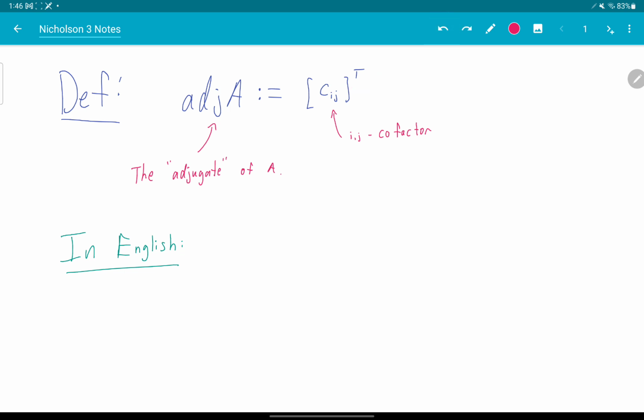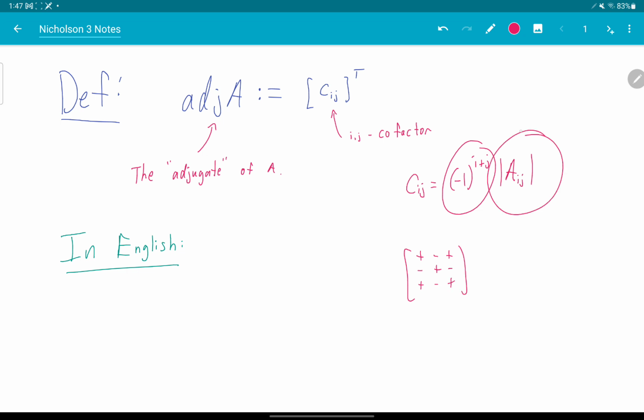Now recall the ij cofactor is Cij, which is -1 to the i plus j, times the determinant of the ij minor here. Now this gives you that plus minus plus thingy. And this is a determinant of some smaller matrix. Okay, so we will see how this works shortly.